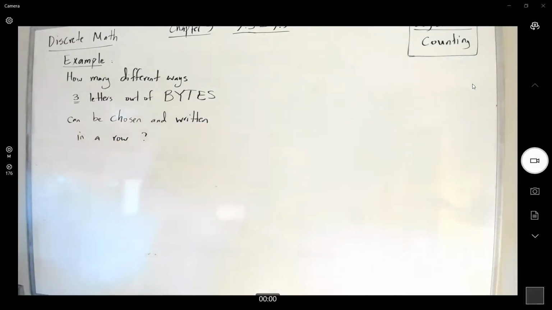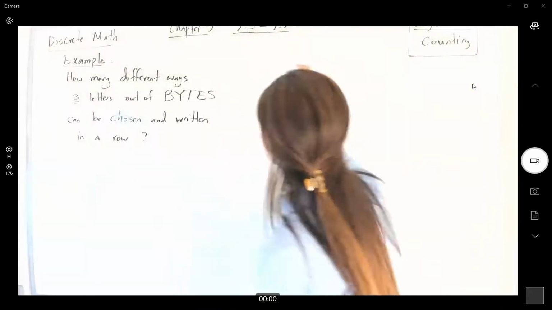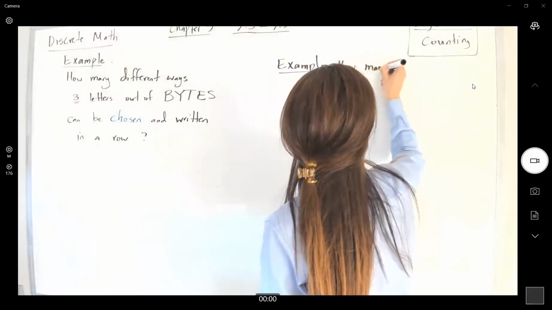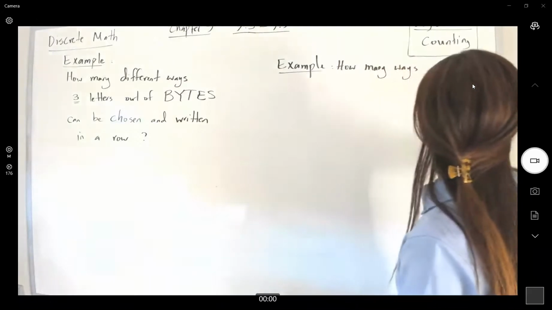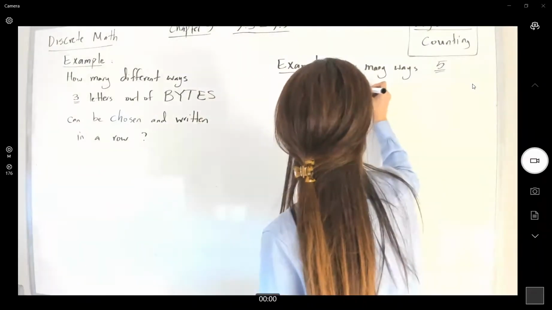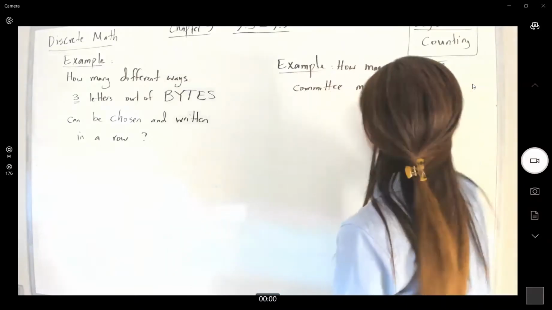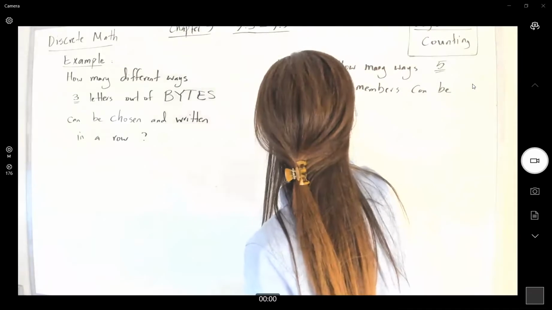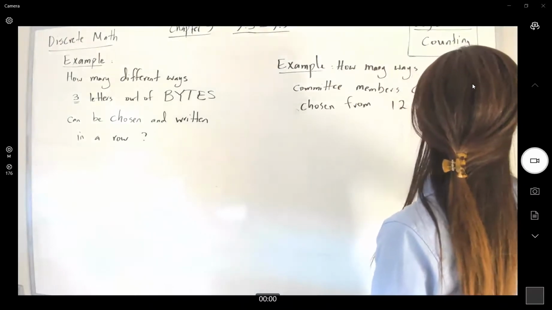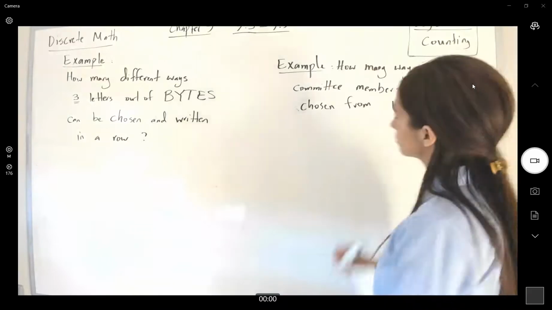Also, how many ways can five committee members be chosen from 12 faculty members?